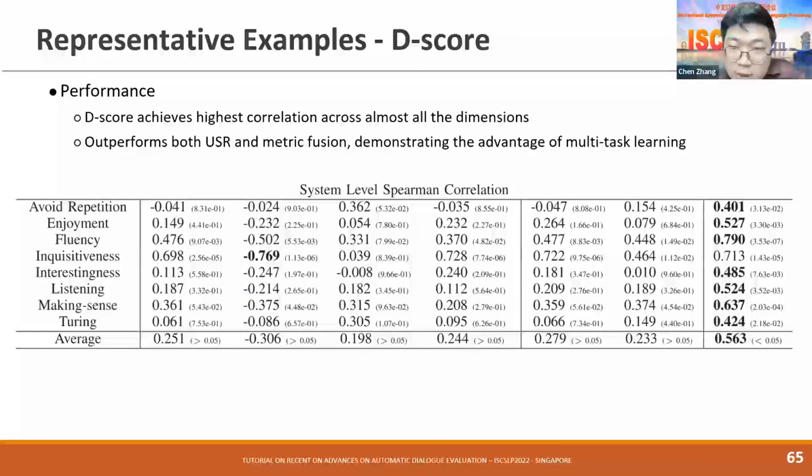So here we look at the performance of the D-score. Here is the system level Spearman correlation. We can see that compared to USR, here is the matrix fusion. This score achieves the highest correlation across almost all the dimensions. In terms of average, USR achieves 0.279, but the D-score obtains almost 0.563 correlation score. This showcases the advantages of multitask learning.